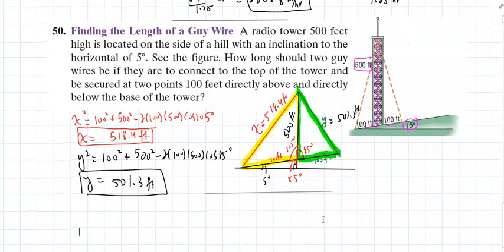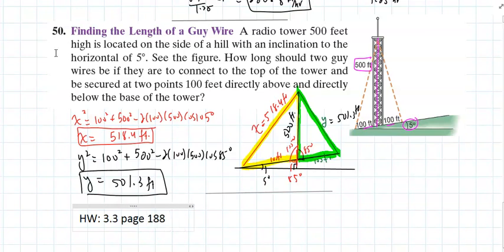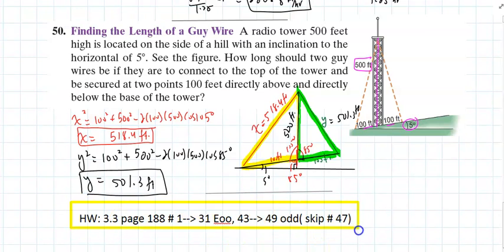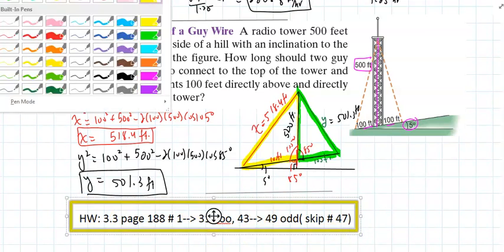The homework on this section: homework would be section 3.3. This is on page 188. I'd like you to do numbers 1 through 31 every other odd, number 43 through 49 odd, and I want you to skip problem number 47. And along with this video, I'm going to upload the PDF as well.